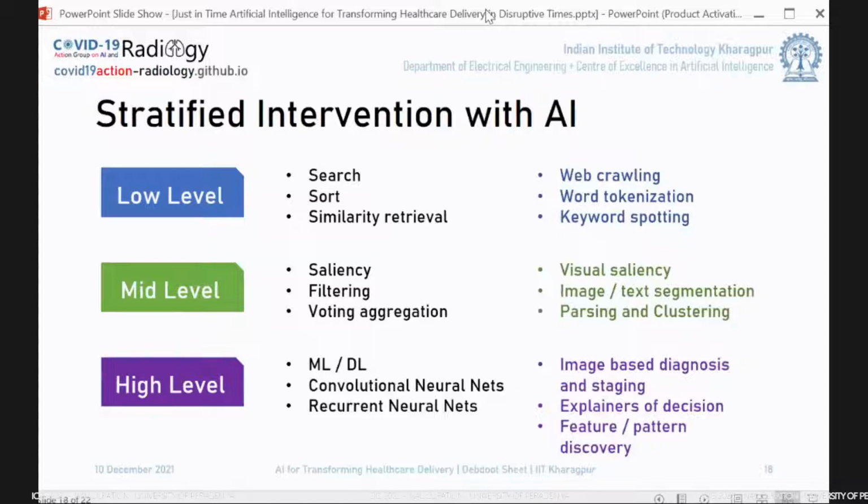And finally, we looked into the high-level interventions, and this is where we were making use of machine learning and deep learning techniques, including convolutional neural networks and recurrent nets. And this was to come up with explainable diagnosis by looking directly at images.